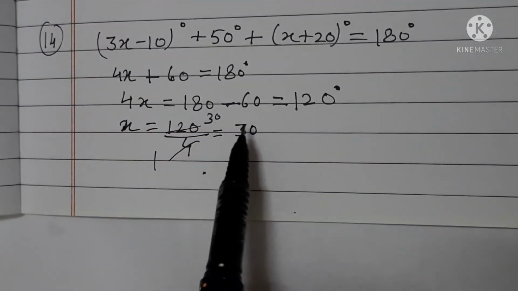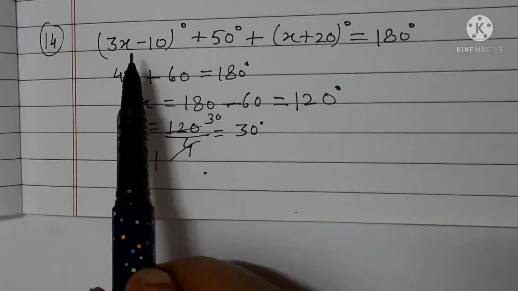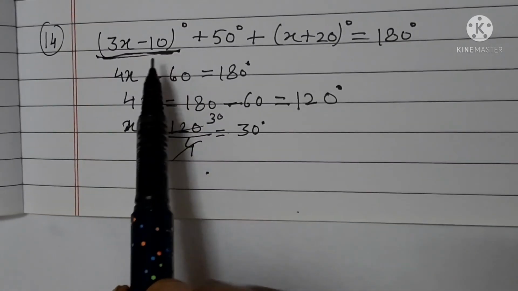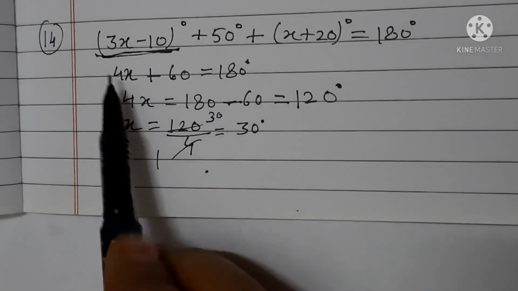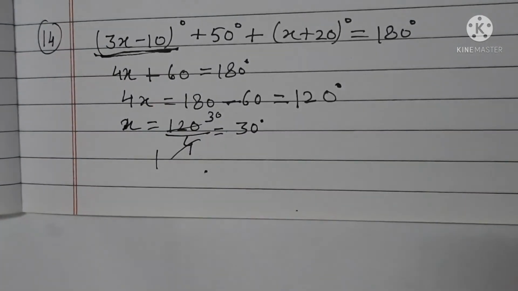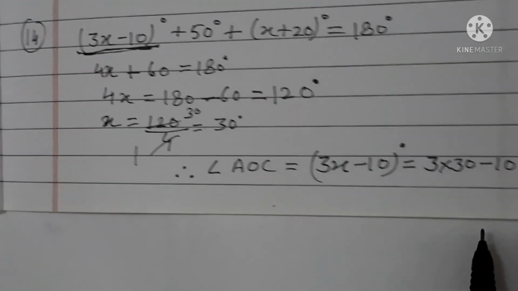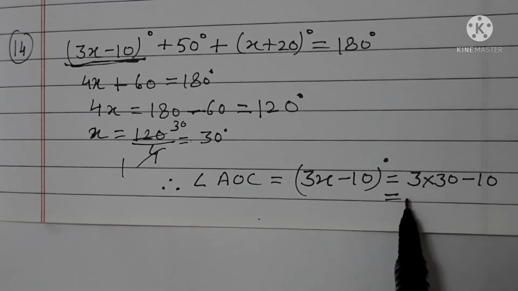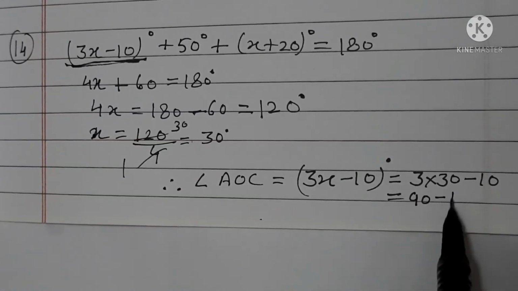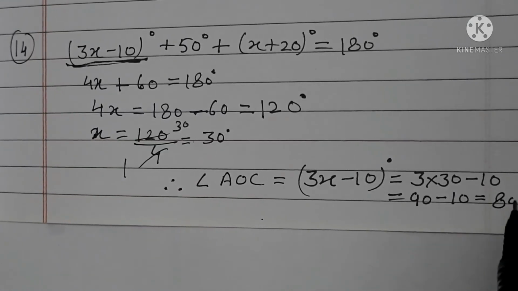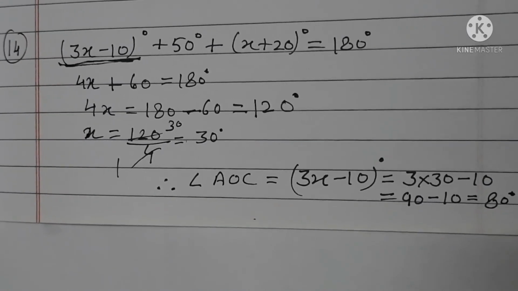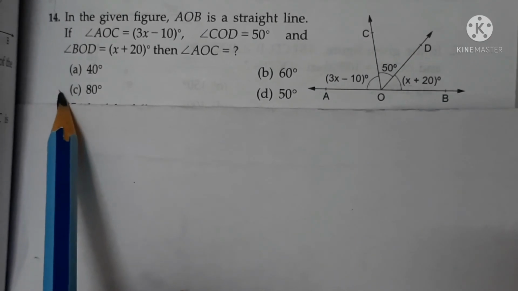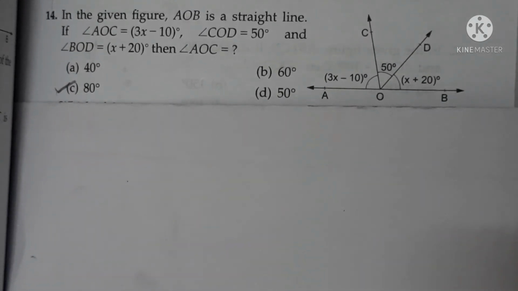Here you get x is equal to 30 degree, and substitute this value in this part because this is the required angle. In this question it is asking angle AOC. This is 3 3s are 9, 90 minus 10 is equal to 80 degree. Choose the right option. Option C is correct, 80 degree.